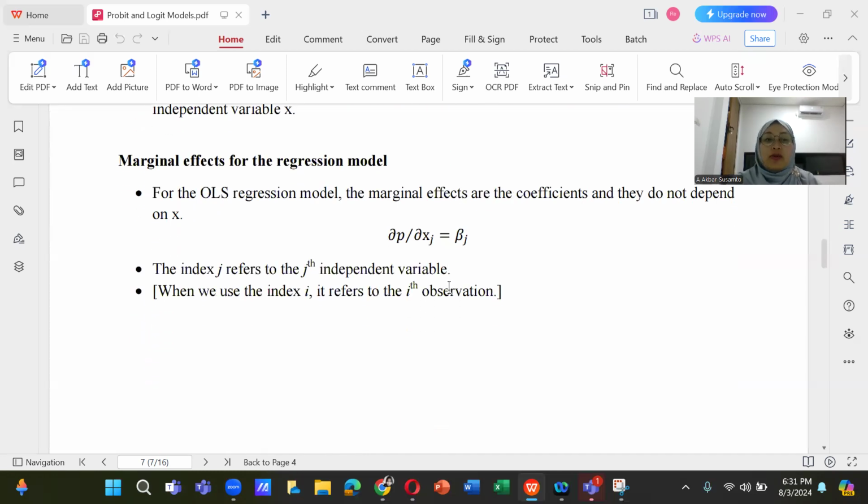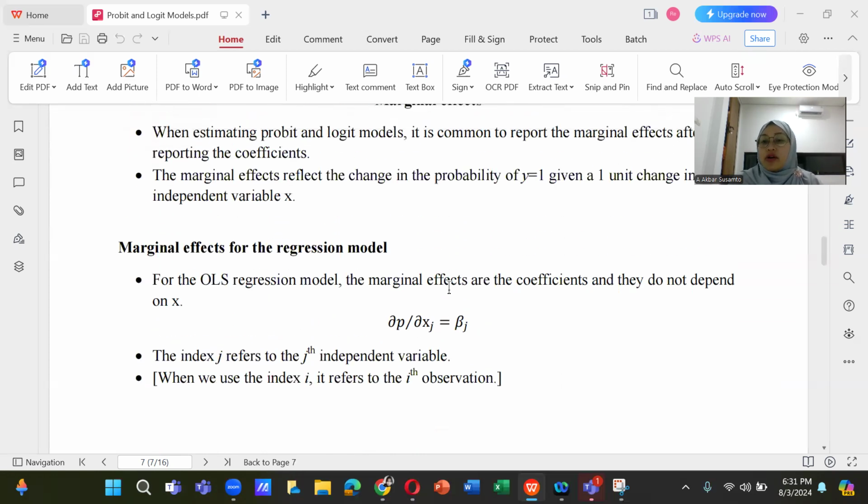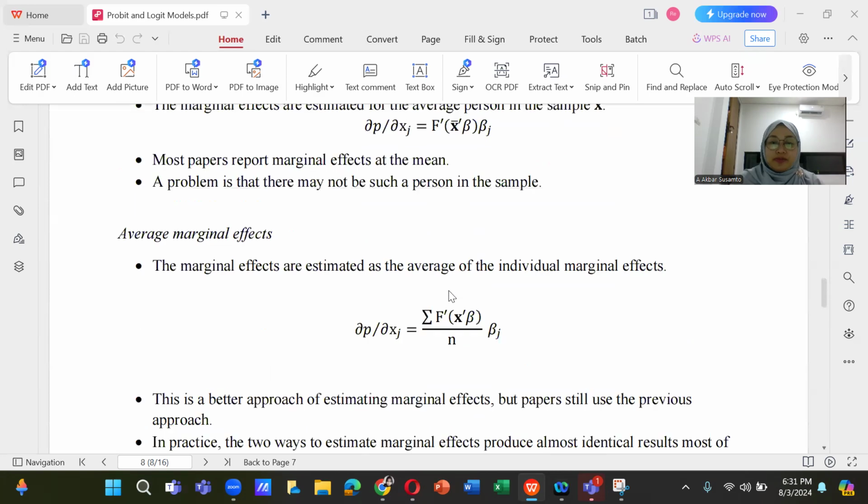And here's the example of marginal effect from the regression model. For the OLS regression model, the marginal effects are the coefficients and they do not depend on x. For example, delta p divided by delta x_j equals beta_j. The index j refers to the j-th independent variable. When we use the index i, it refers to the i-th observation.